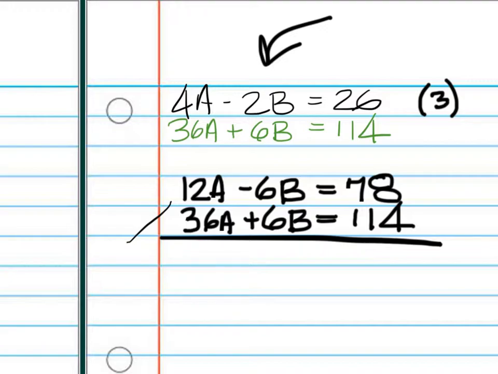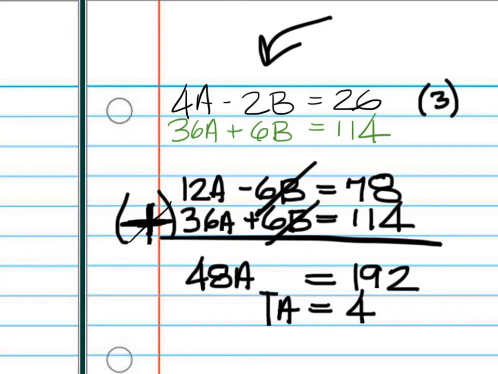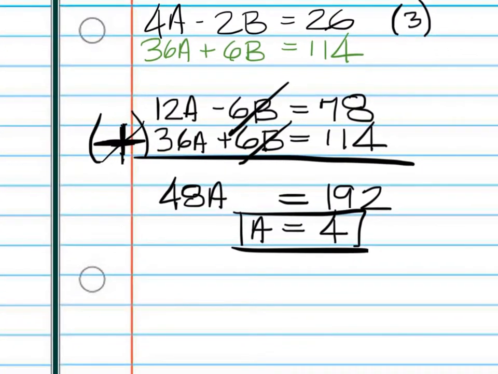Minus 6b plus 6b, those are opposites. I can't subtract or I'll end up with a negative 12b. I must add them together. So if I add them together over top of this squiggly mark, then I end up with 48a. These cancel out. And 78 plus 114 is going to give me a 192. Divide 192 by 48 and you come up with 4. So your a value is 4.